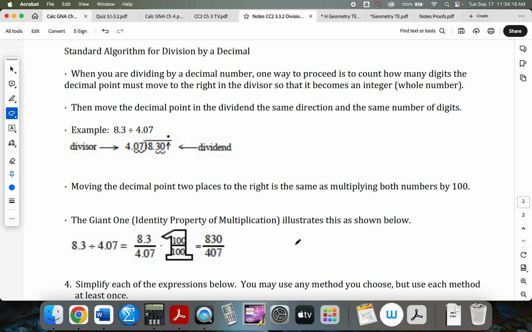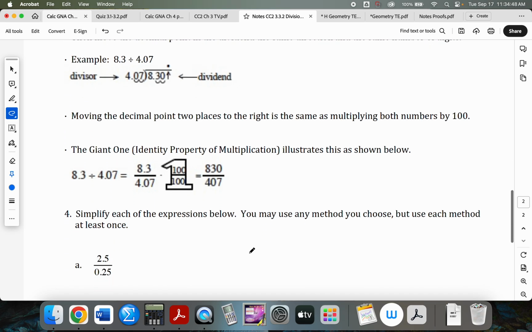So for example, if you have 8.3 divided by 4.07, we're dividing by 4.07, so we need to move the decimal 2 places. We need to move the decimal 2 places in the dividend as well, what you're dividing into. It's the same thing as multiplying both numbers by 100. You end up with 830 divided by 407 if you do this with the giant 1 property. All right.